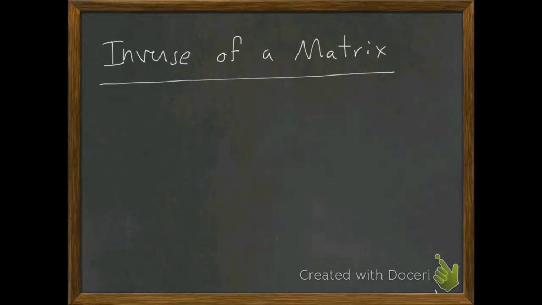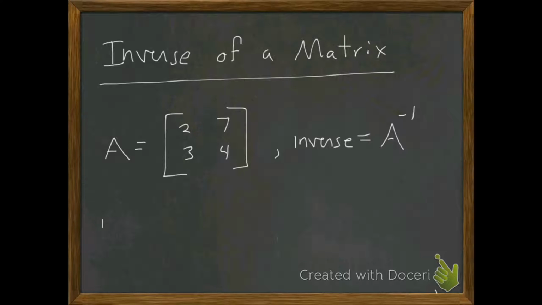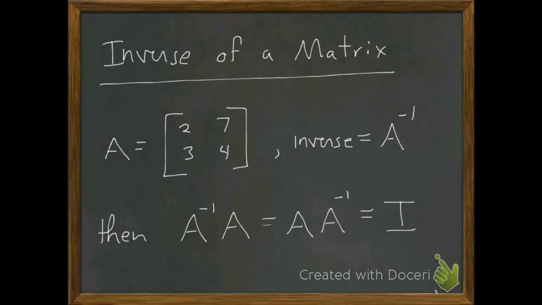Now, if we have a square matrix, and if the inverse of the matrix exists, then the product of A inverse A will be equal to the identity matrix. So we have a 2x2 matrix here. The identity matrix, as I'm sure you remember, would just be the one that has ones on the diagonal.